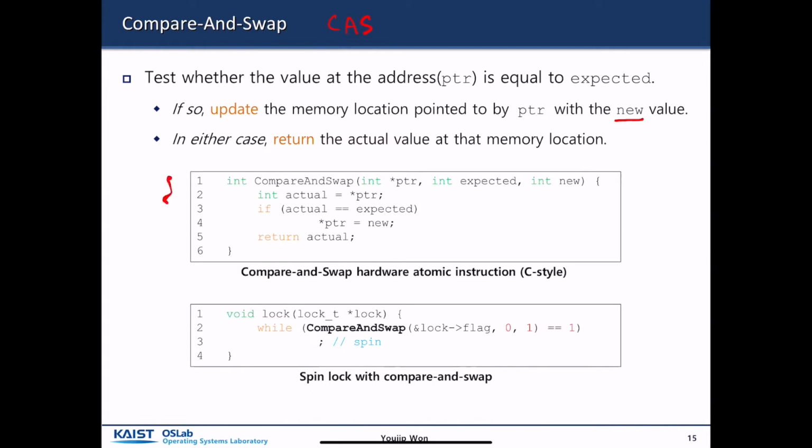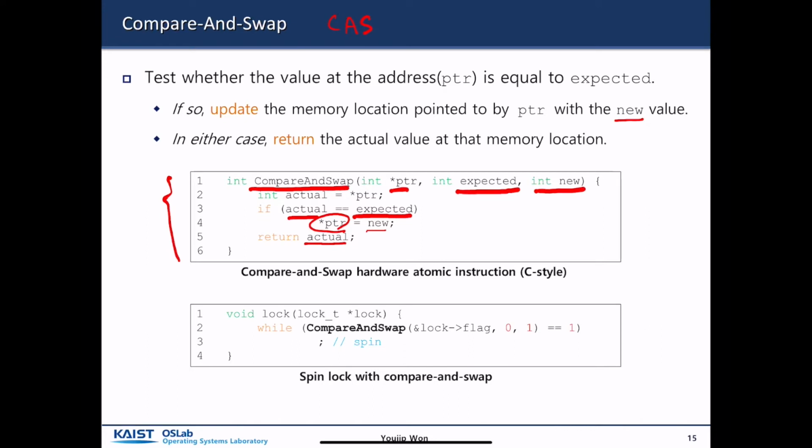This is the C representation of the compare and swap instruction. It is supplied 3 parameters. The first one is the memory location. The second one is the value of the flag we expect, and the third one is the value that will be stored to the memory location after the first 2 values are the same. So if the actual value stored on the memory location and the expected value are the same, then we store the new value to this memory location, and it returns the actual value.